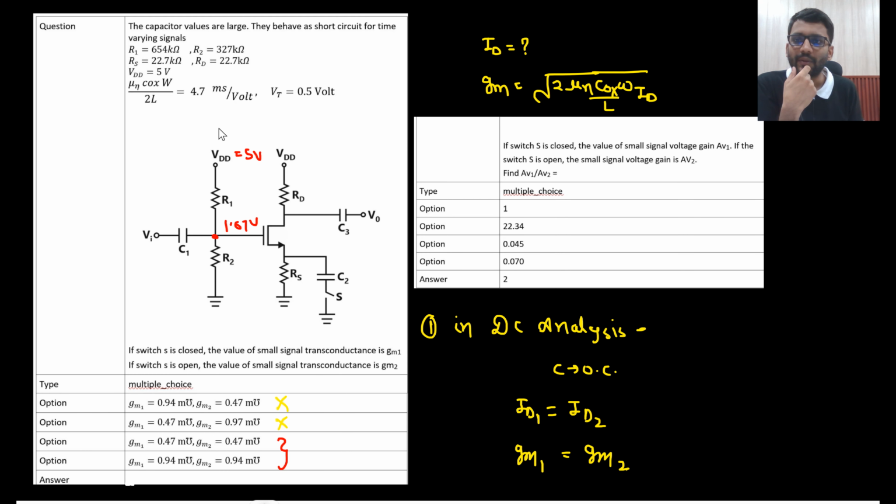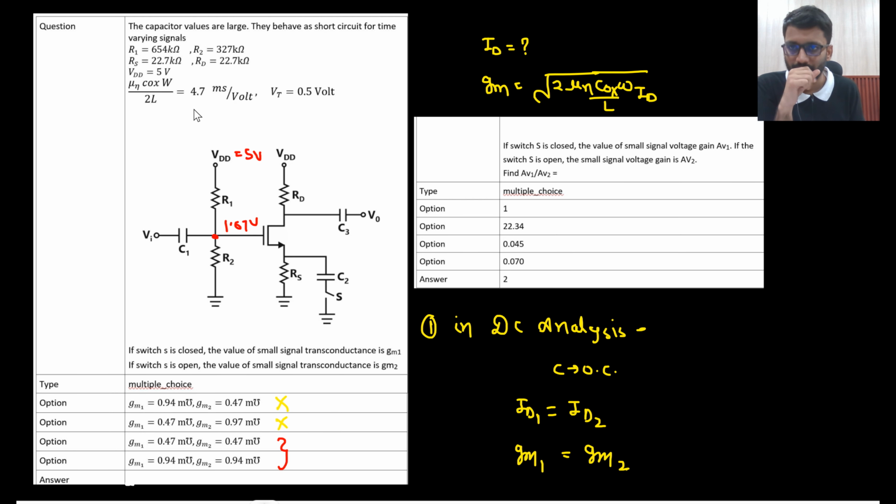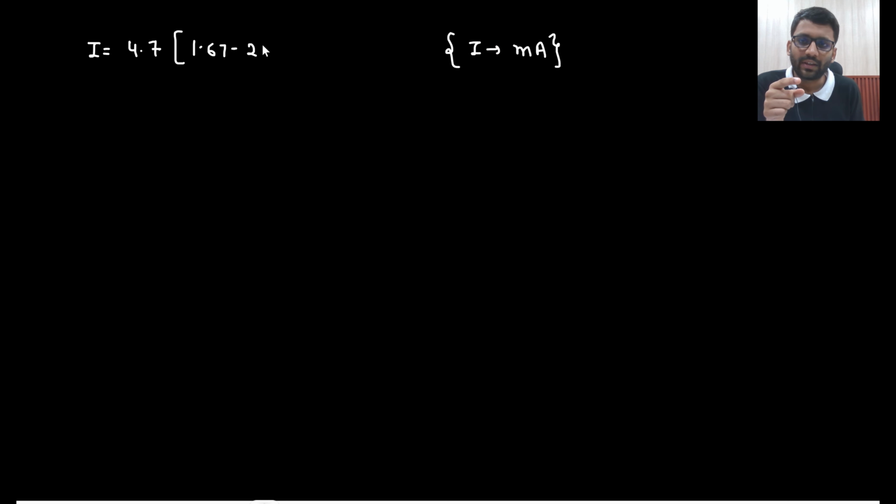Current I would be equal to mu n Cox W by L, 4.7. I am considering current I to be in milliampere. VGS: VG is 1.67. What would be my source potential? Source potential will be 22.7 I, minus VT, which is 0.5, whole square. So this equation you will solve and get the value of I.